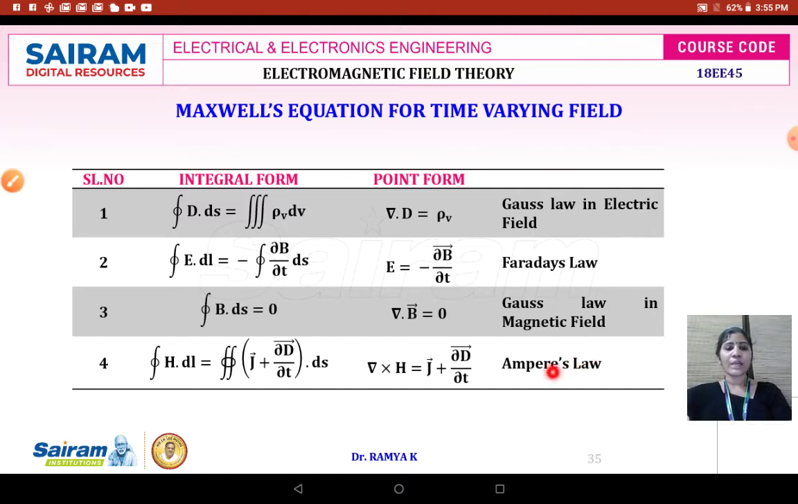Next one, Maxwell's second equation for time varying field. Obviously we'll be using Ampere's law. The normal Ampere's law, curl H is equal to J, is not true for the time varying condition. So we have modified the equation for the time varying field, and the modified form of Ampere's law is curl H is equal to J plus dou D divided by dou t. And in integral form, the integral over the closed line of H dot dl is equal to the integral over the closed surface of J plus dou D divided by dou t into dS.